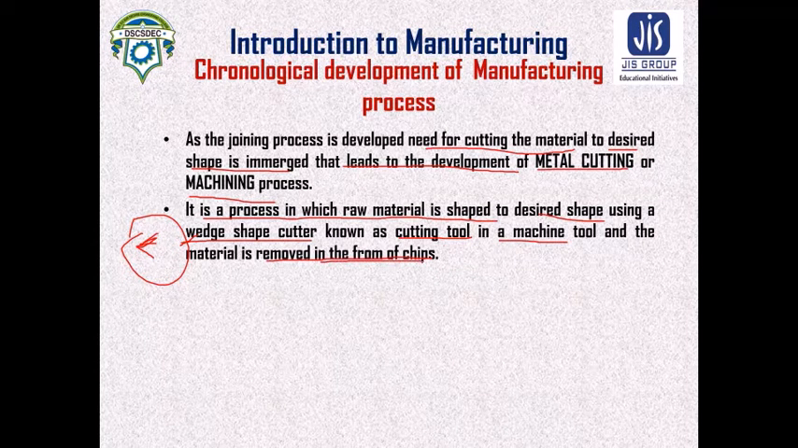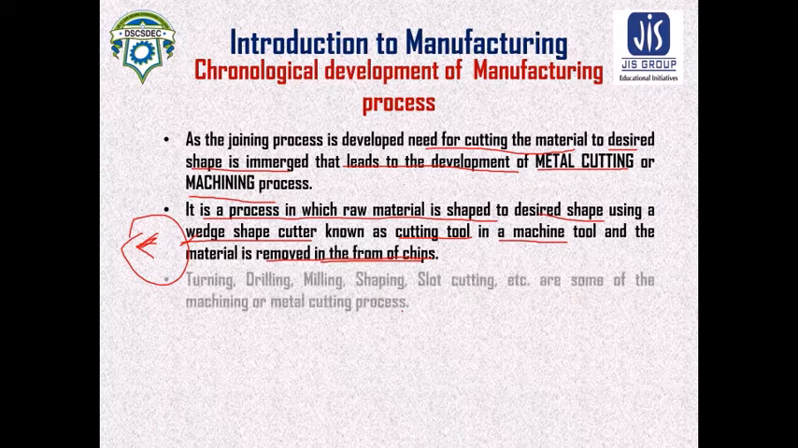The detailed discussion of this, what the meaning of wedge shape is, the cutting tool, the machine tool, will be discussed in the respective chapter of this subject. Right now, it is just for your overview about the chronological development of the manufacturing process, how the manufacturing process developed and how it is developing even now.